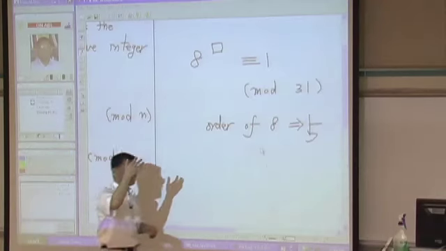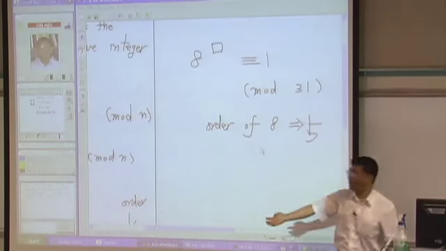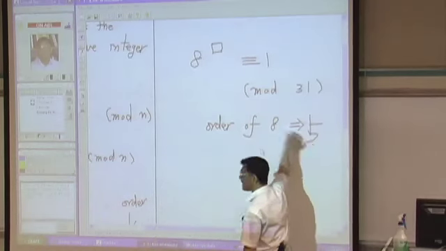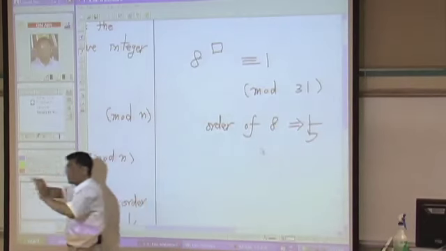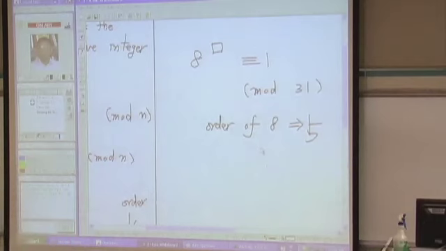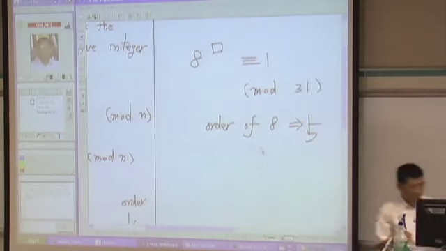So if the modulus is 65, it is 4. If the modulus is 31, it is 5. If the modulus is 111, it is 12, right? Depending on modulus, order changes. So in my opinion, this is enough for the explanation of the order.